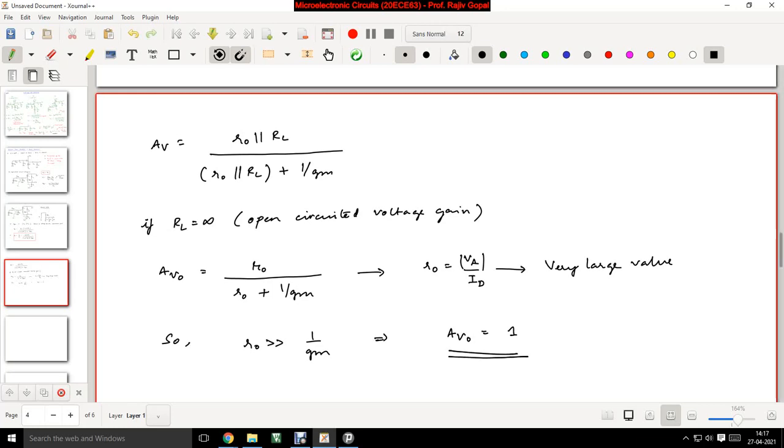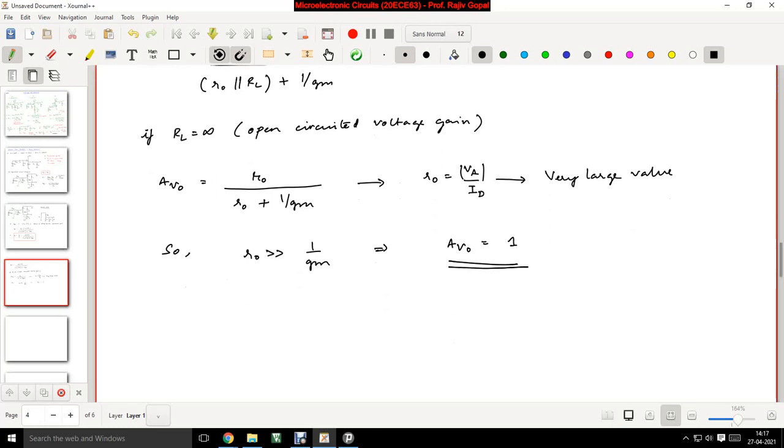So this is why we call common drain a source follower. Whatever input you give, the source follows the input, that is why you call it a source follower. Remember, the gate is where we are giving the input, and the source is where you are taking the output. Since the source is following the input, we call it a source follower. So straight away you can say AV naught is equal to 1.